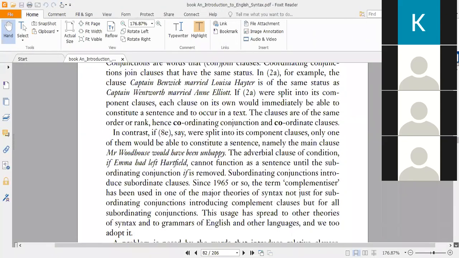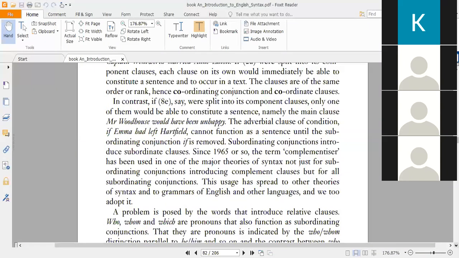In contrast, if 8e, say, were split into its component clauses, only one of them would be able to constitute a sentence, namely the main clause, Mr. Woodhouse would have been unhappy.